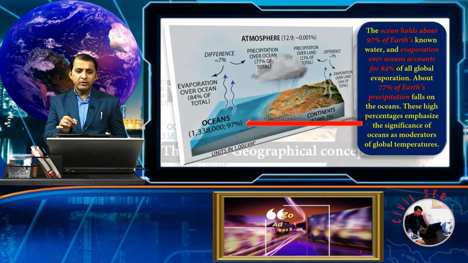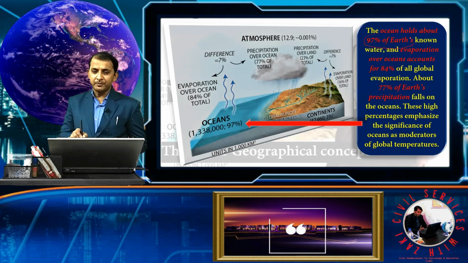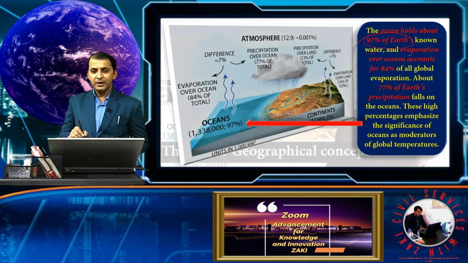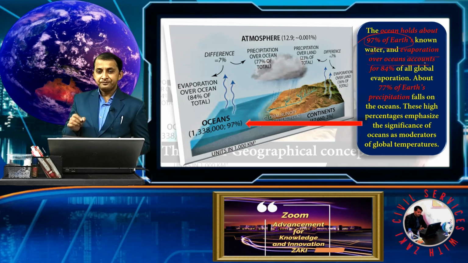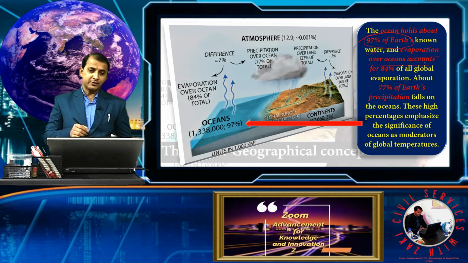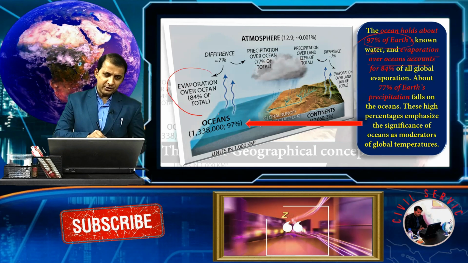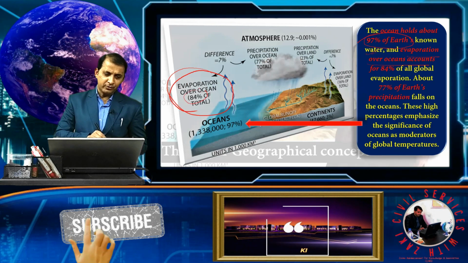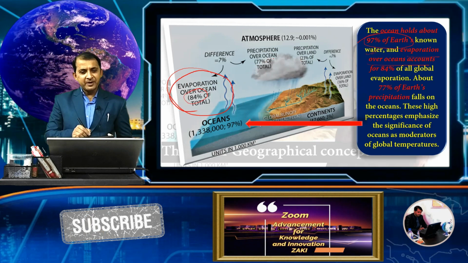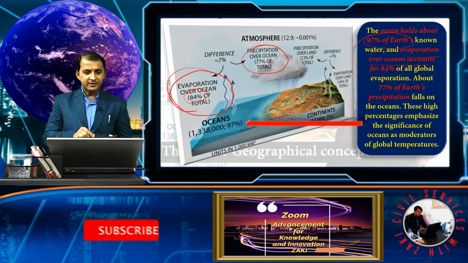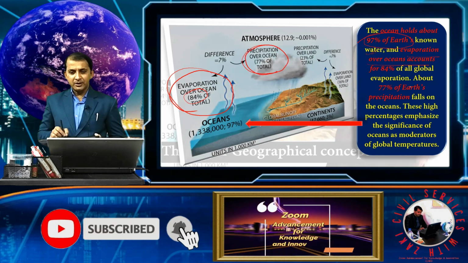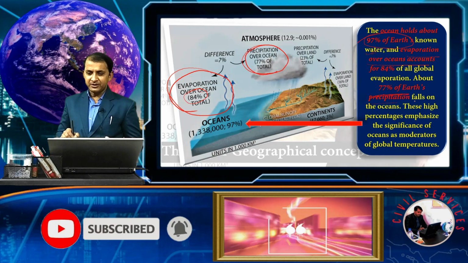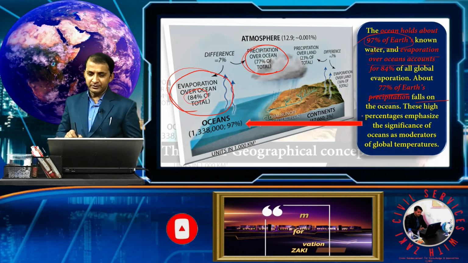So the ocean holds about 97% of Earth's known water. Evaporation over the ocean accounts for 84%, and precipitation over the ocean is 77%. So about 77% of Earth's precipitation falls on the ocean.